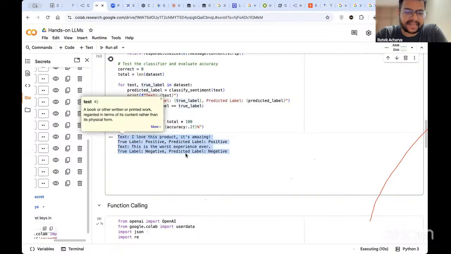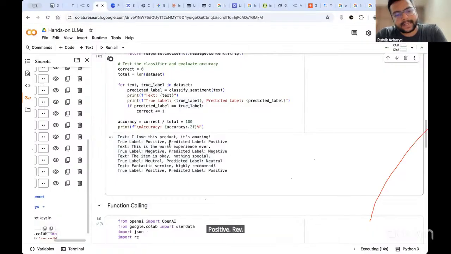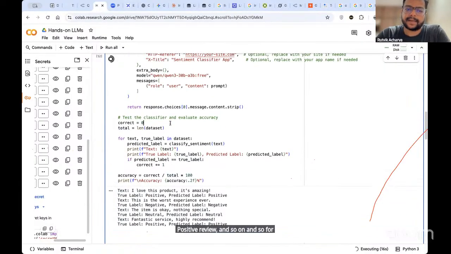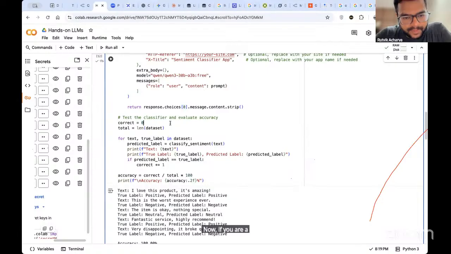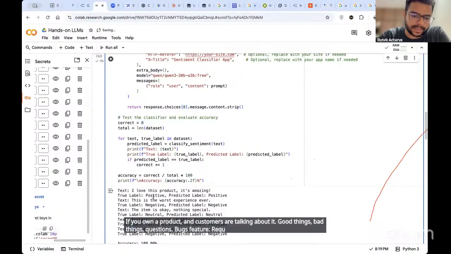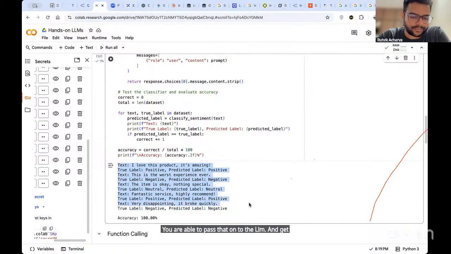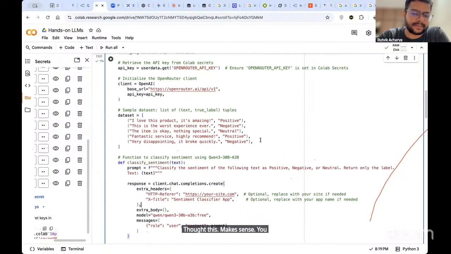So it is saying, I love this product. It is amazing. Positive review, and so on and so forth, right? Now, if you are a restaurant owner, if you have apps that have reviews, if you own a product and customers are talking about it, good things, bad things, questions, bugs, feature requests, you are able to pass that on to the LLM and get some specific output for this. Make sense? You can do this at scale.